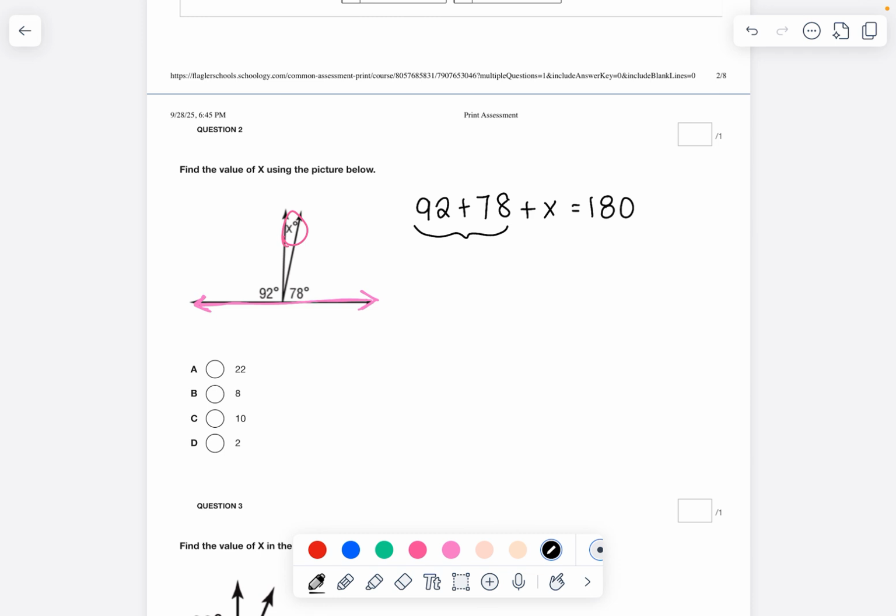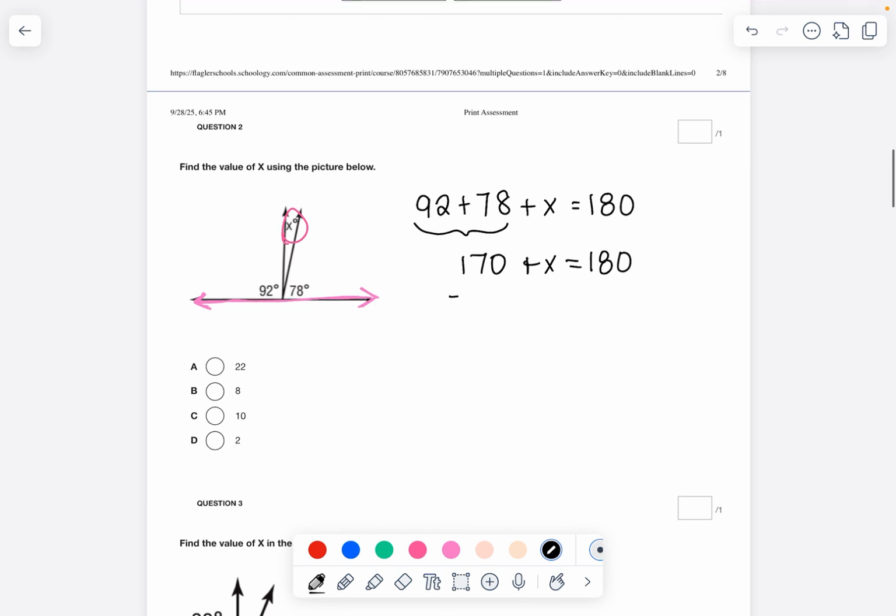So I got 92 plus 78, that gives me 170, plus x equals 180. So 170 plus what equals 180? Well, x would equal 10 because once we subtract 170 from both sides, x equals 10.